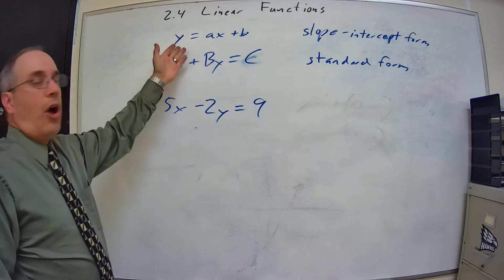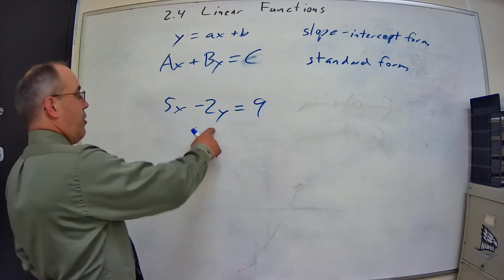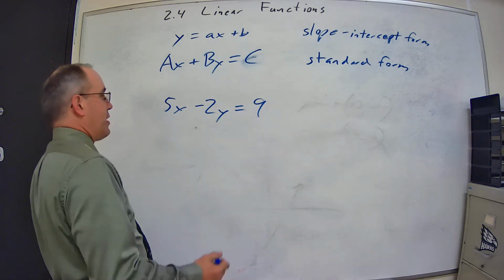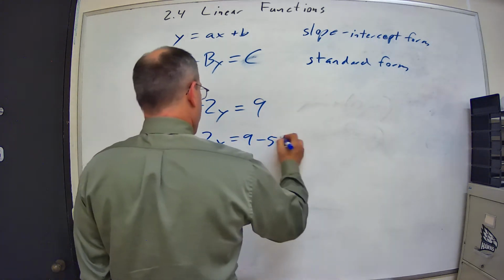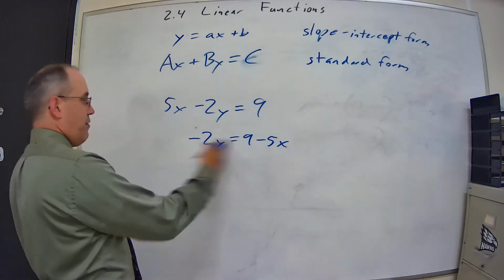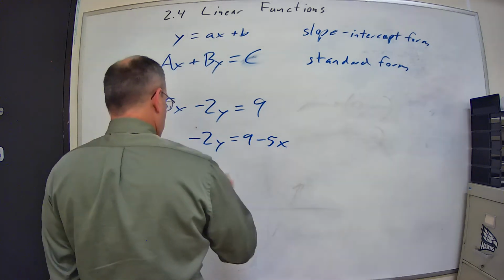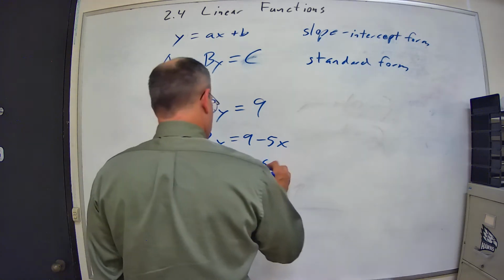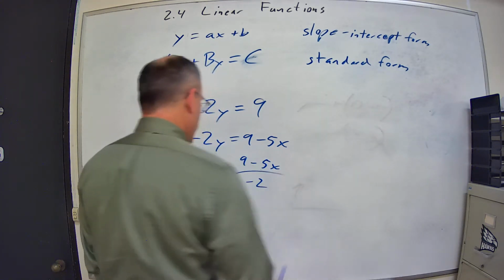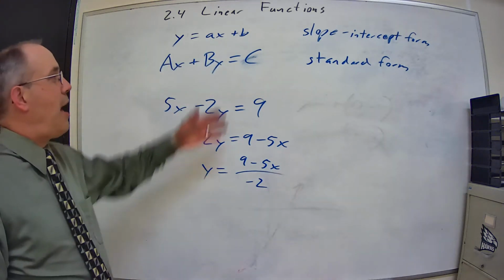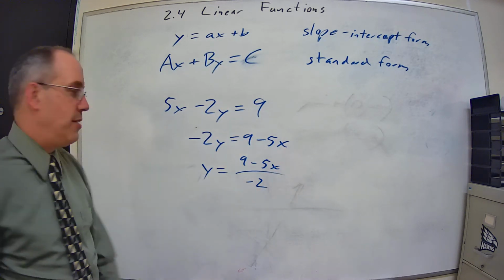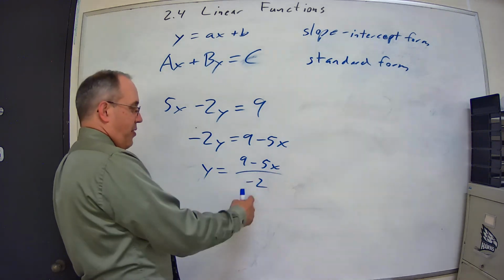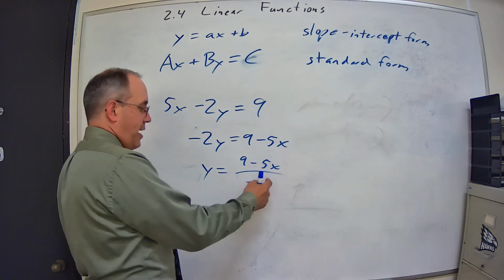That means I'm just solving for y. So I want to get y by itself. So subtract 5x from both sides. Negative 2y is equal to 9 minus 5x. Divide both sides by negative 2. Y is equal to 9 minus 5x over negative 2. Now, obviously, that's not in slope-intercept form yet. Keyword being yet.